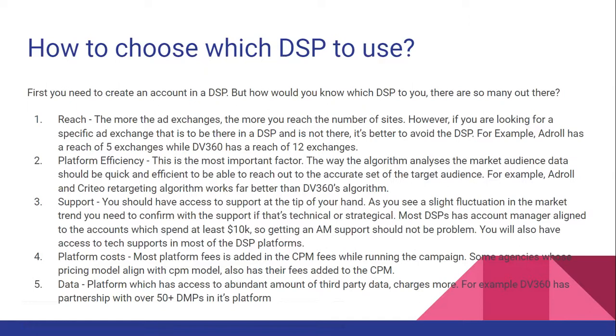Data. There are platforms who have an abundant amount of data. For example, DV360 is a platform which is very expensive because it has collaborated with various other DMPs, that's the data management platform. I'm giving you an example of DV360, which doesn't mean that you should always go with DV360. You will also find DSPs which have a good amount of data sets. Remember, data is the key to finding the right audiences.